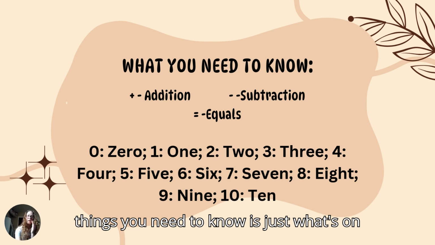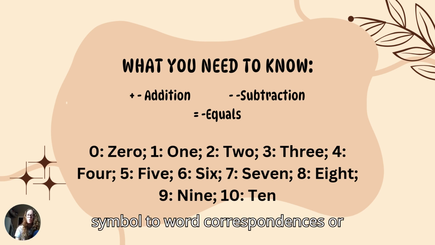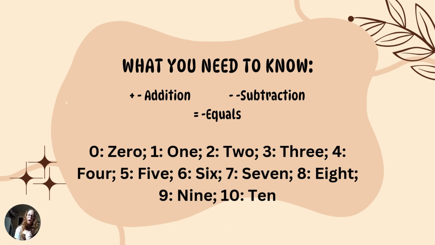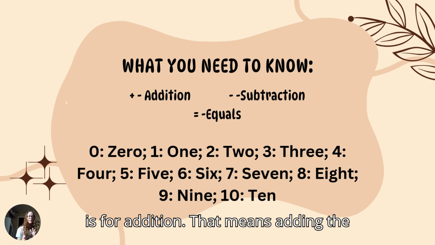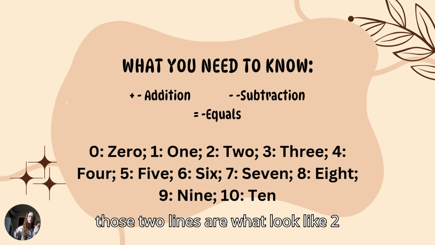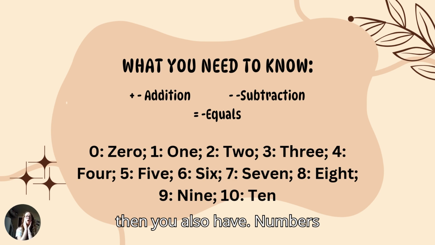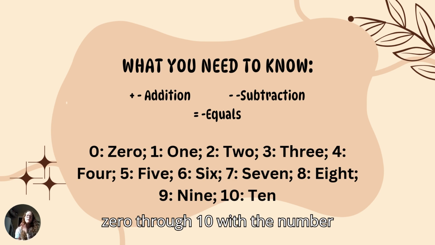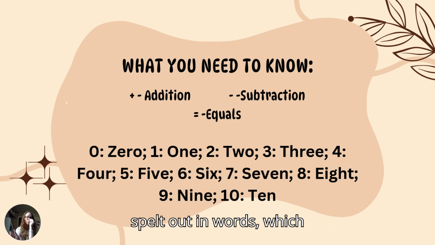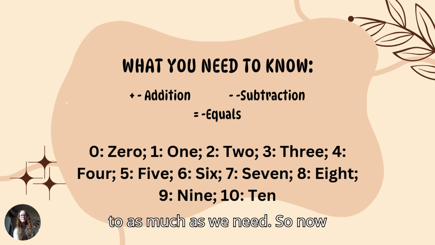Some extra things you need to know are on this slide right here, which shows some symbol to word correspondences. The plus sign is for addition, that means adding. The minus sign means subtracting, and those two lines, that look like two subtraction signs, mean equals. You also have numbers 0 through 10 with the number representation and then the number spelled out in words, which we can always look back onto as much as we need.